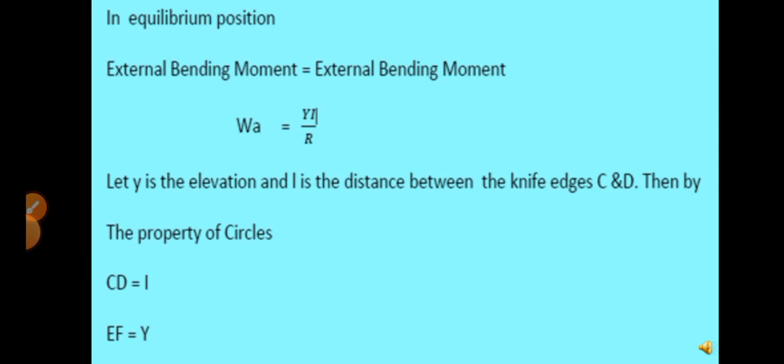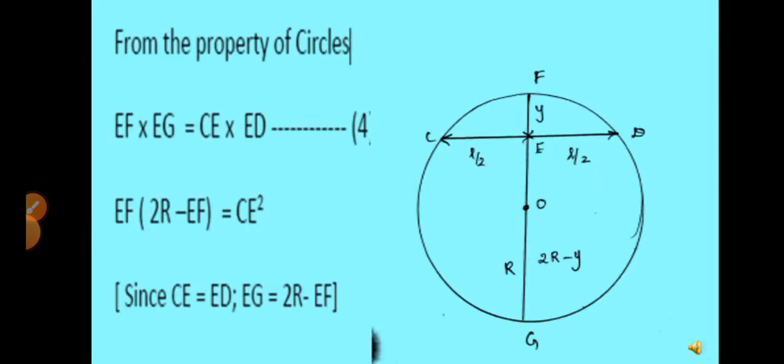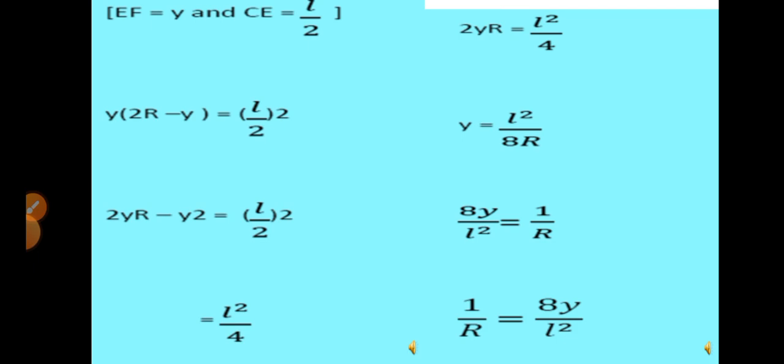Then by the properties of circles we can note CD is equal to L and EF is equal to Y. You can see the diagram. From the properties of circles, EF into EG is equal to CE into ED. So EF into (2R minus EF) is equal to CE square. So here we can substitute the values: EF is equal to Y and CE is L by 2. So Y into (2R minus Y) is equal to (L by 2) the whole square.